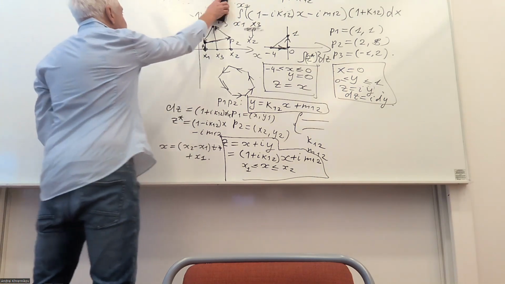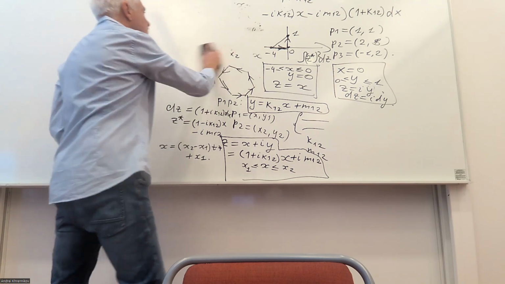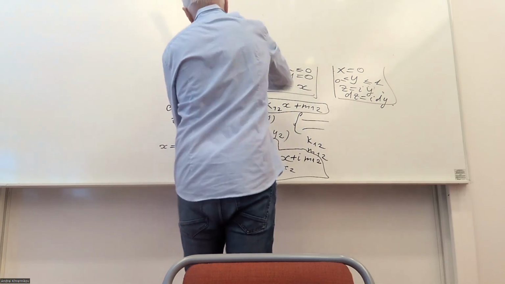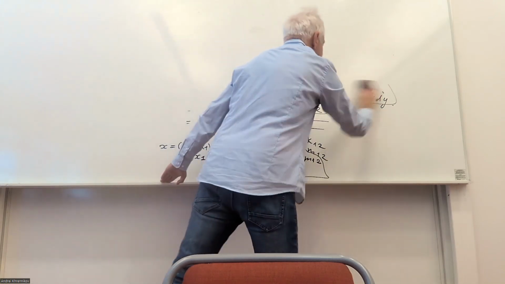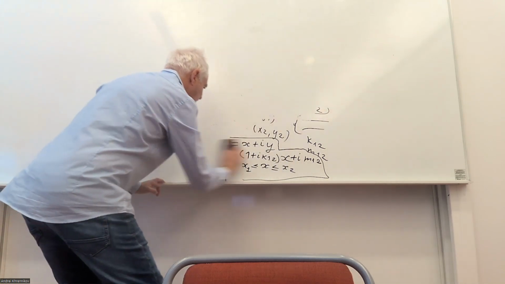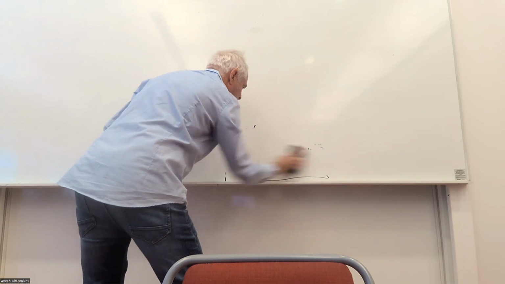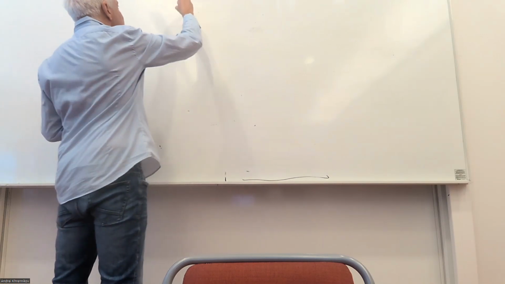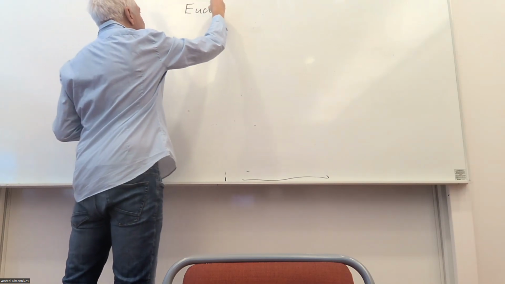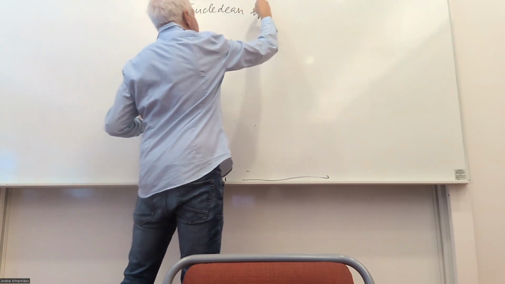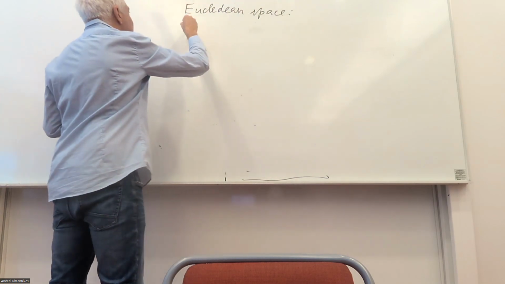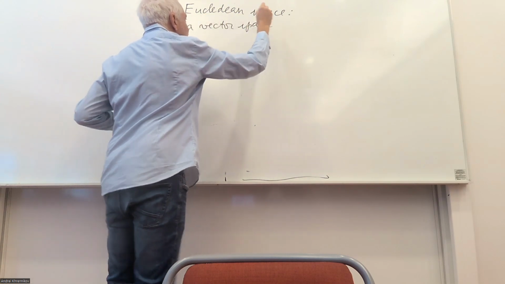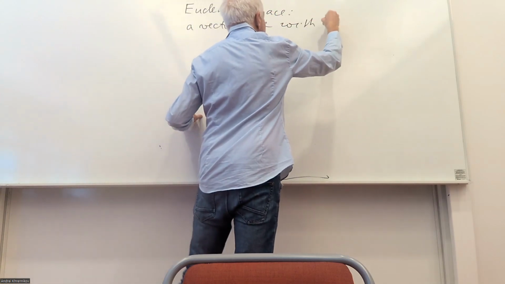Now we have dealt with this. And one remark from yesterday about terminology. We introduced the notion of Euclidean space. A Euclidean space is a vector space with a scalar product.